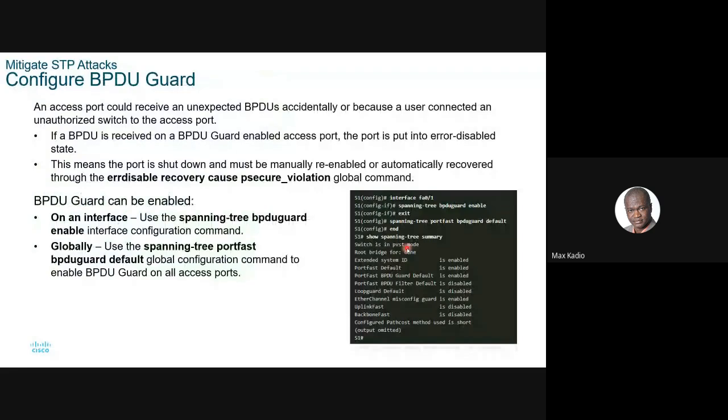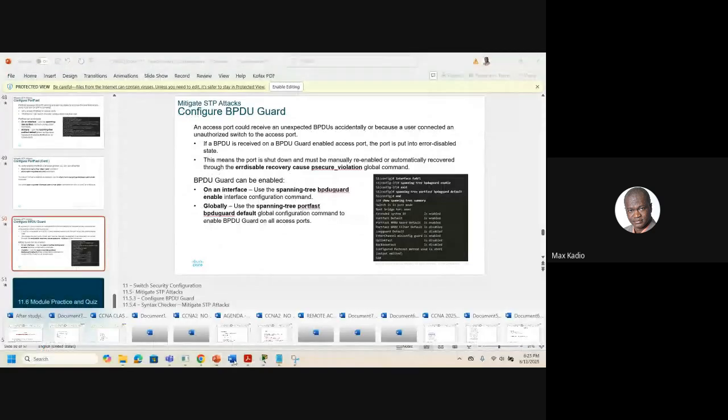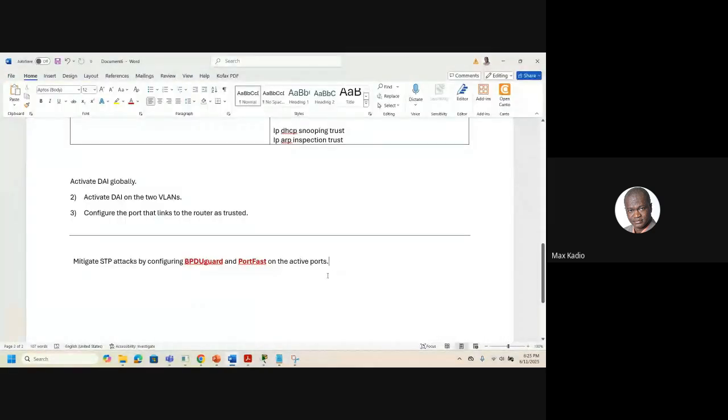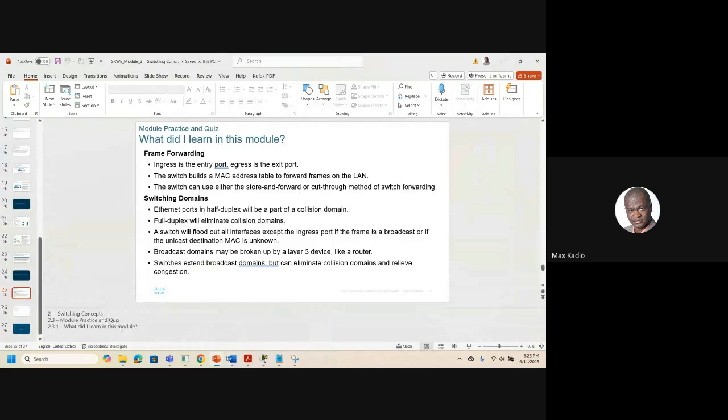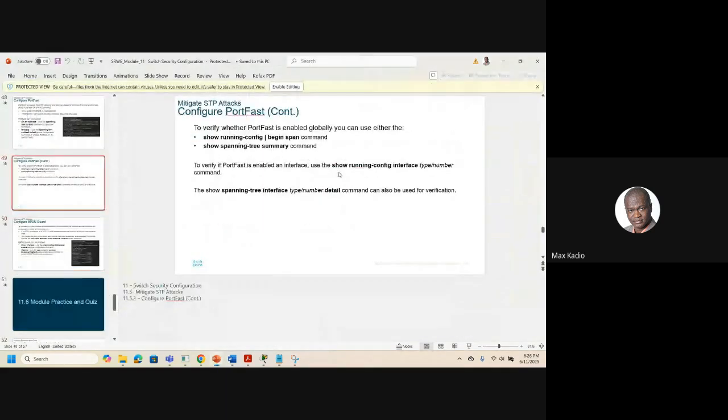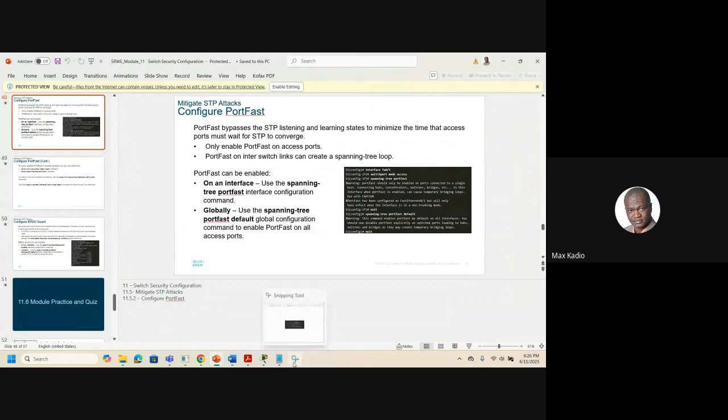So let's try to do that. Interface range FA0/1-2, comma G0/1. For PortFast, I'm going to copy again the same thing.